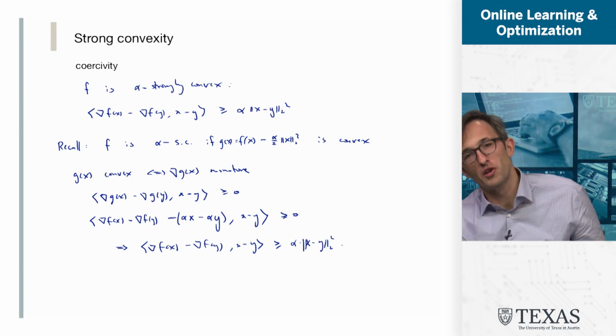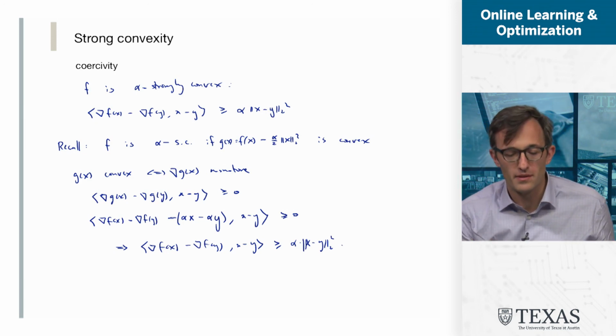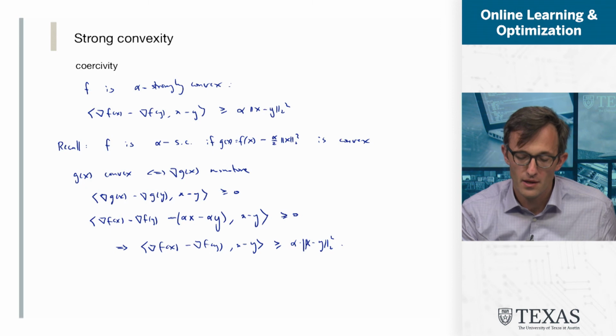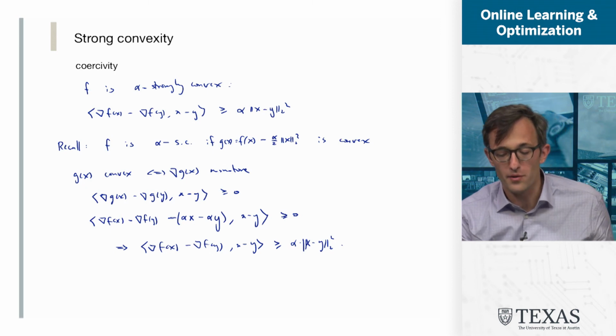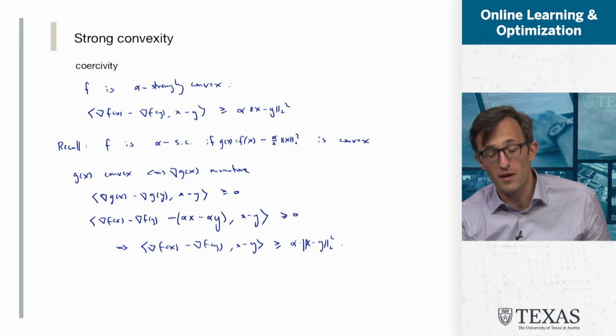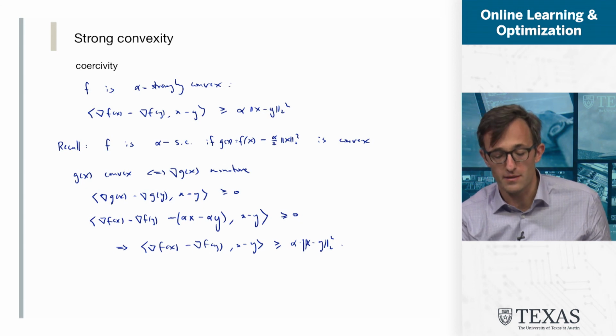A little bit easier than co-coercivity, but also something that's going to be a useful property. So next time, we're going to use these properties in order to derive rates of convergence for gradient descent, and we'll pick it up then.